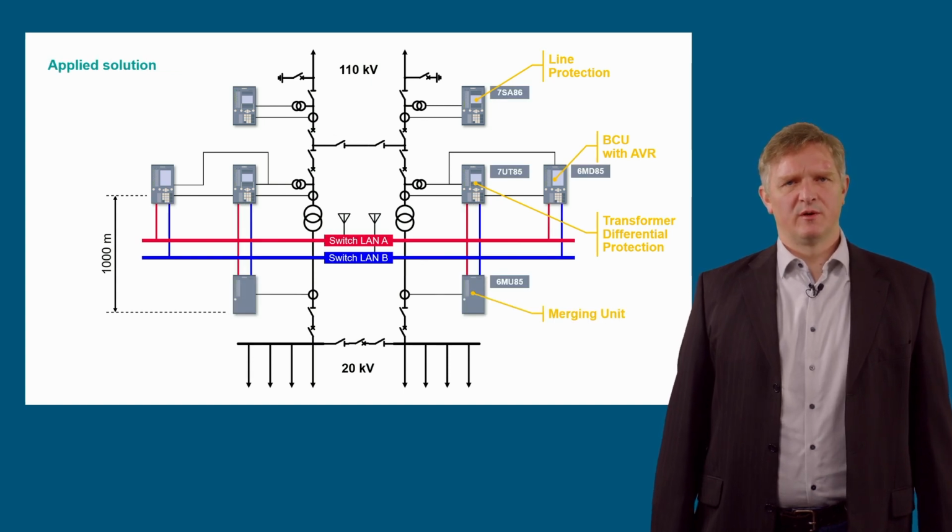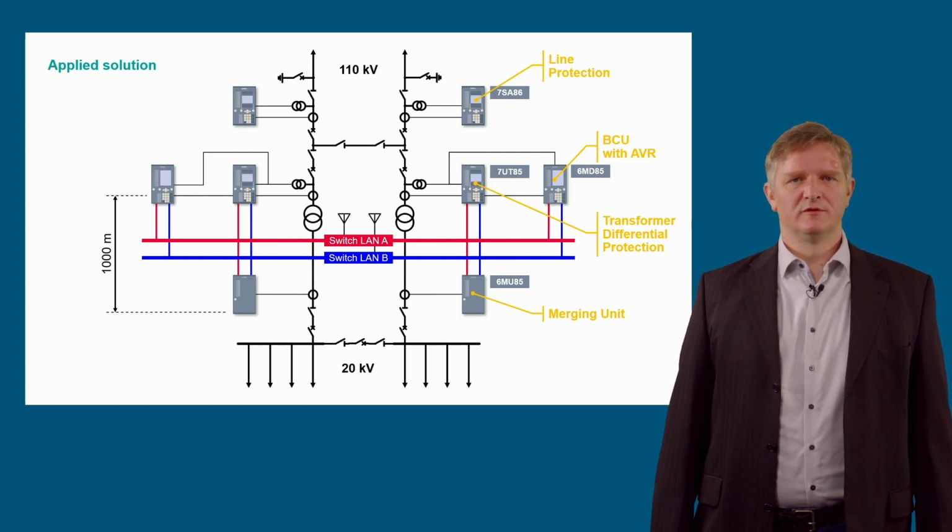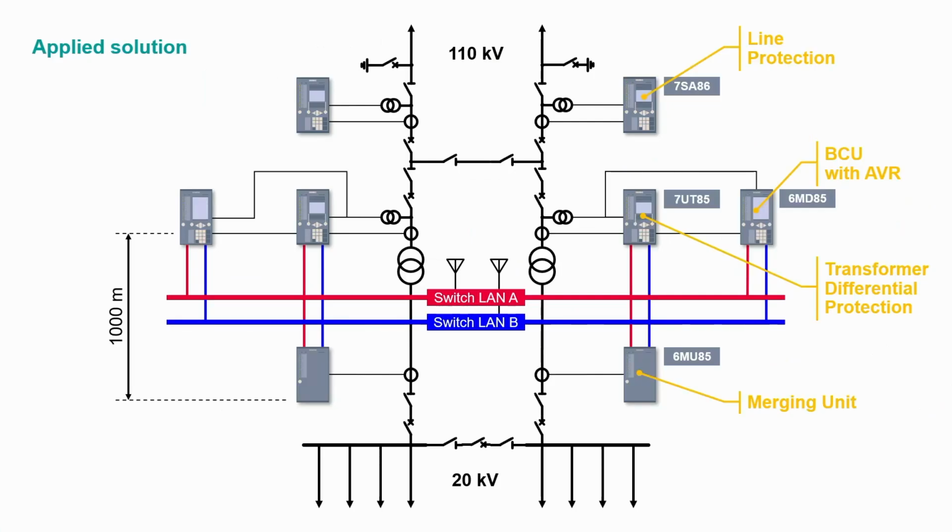How did the project planners master this challenge of the long distance between the high and medium voltage without endangering the electromagnetic immunity of the plant? The solution is to use process bus for parts of the substation. The picture shows the protection of the infeed to the 20 kV substation.